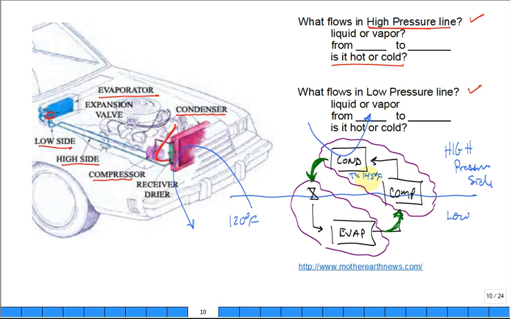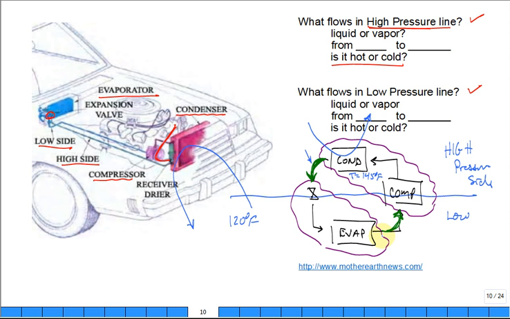It comes out liquid. I know it comes out liquid out of the condenser. But if I touch that high pressure liquid line right here, is it going to hurt? It's going to be hot. High pressure liquid, hot, going from the condenser to the expansion valve. Or you could even say evaporator. I know the expansion valve is almost part of the evaporator. Okay. And then this line is low pressure.